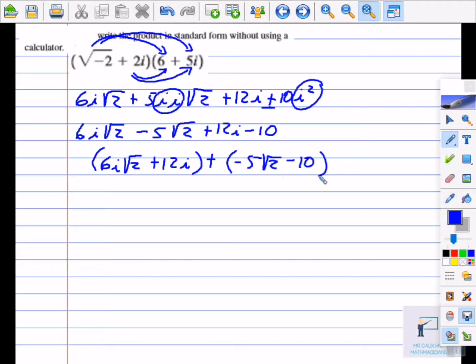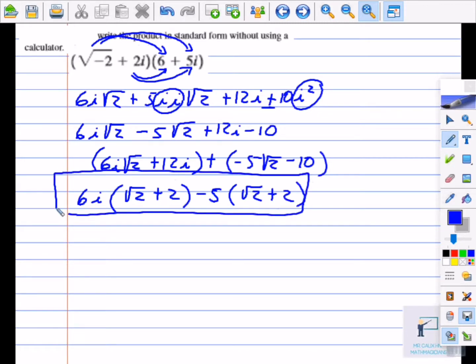Okay, common factors. For the first parenthesis, 6i is your common factor. If you start dividing, 6i divided by 6i is 1, so you just have the square root of 2. 12i divided by 6i is just 2. And the common factor here would be negative 5. Negative 5 divided by negative 5 is positive 1, so it's just square root of 2, and negative 10 divided by negative 5 would be positive 2. You can leave it here, you can continue it, but later on we will see that part. Right now, this would be your answer.